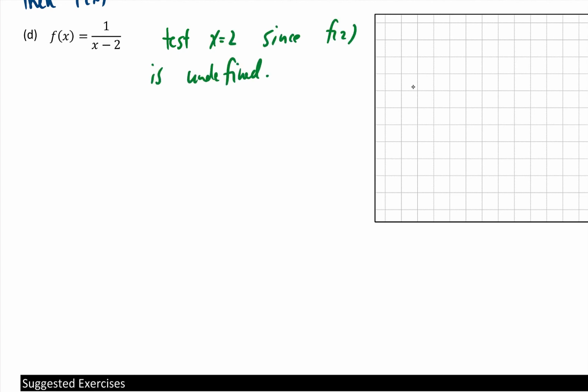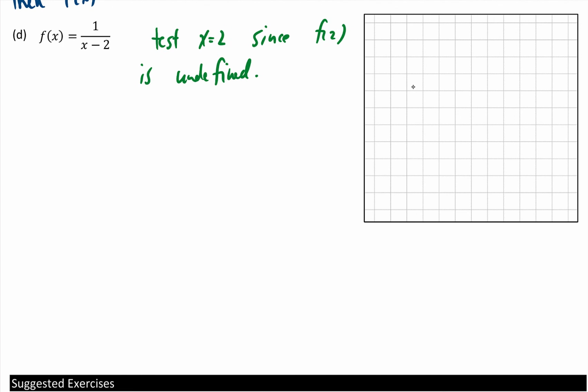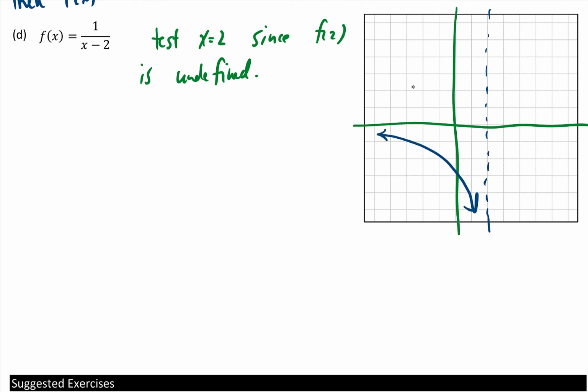And our last one, 1 over x minus 2. In this one, again, we're going to test x equals 2, since f at 2 is undefined. In this one, I'm just going to do it graphically. So we have a vertical asymptote at x equals 2. Our graph looks something like this.